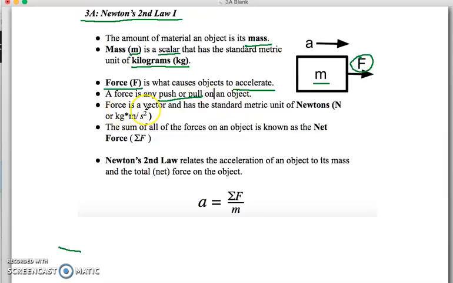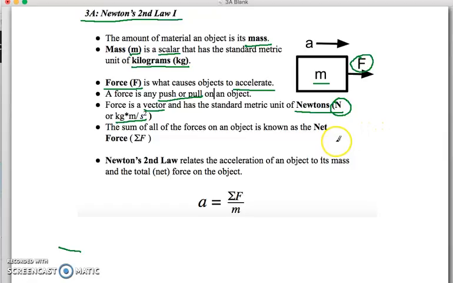Force is a vector, so it does have a direction. Like in this box, the force is to the right. So again, it does have a direction and a size. It has a standard metric unit of newtons. So newtons abbreviated with an N. Also, you might see this unit, a kilogram times meter per second squared. That's also another unit for Newton. We're going to deal less with that, more with the Newton. So more with the N will be the standard unit.